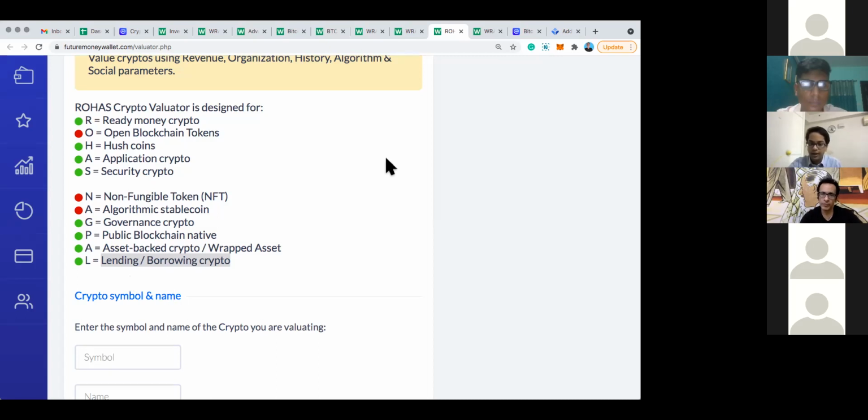So I just need a clarification. What is the color behind the bullet behind these types of cryptos? Yeah, sure. I'll explain.